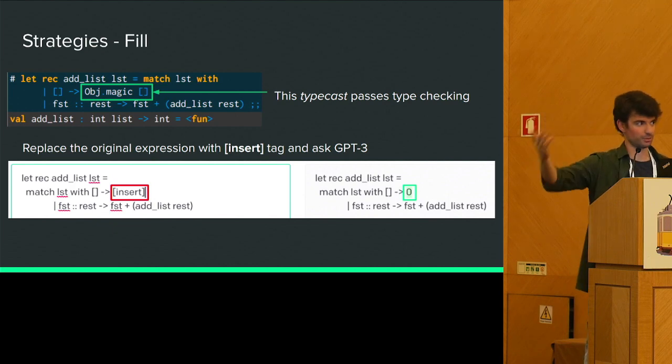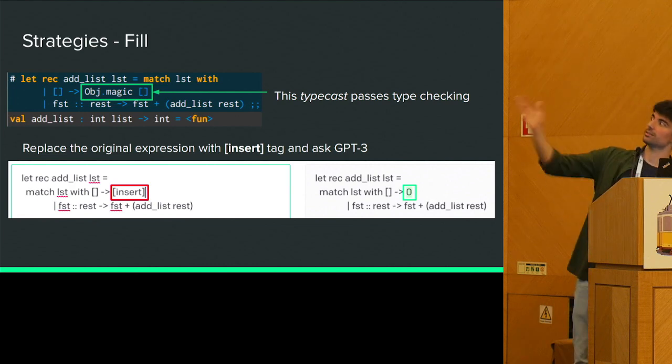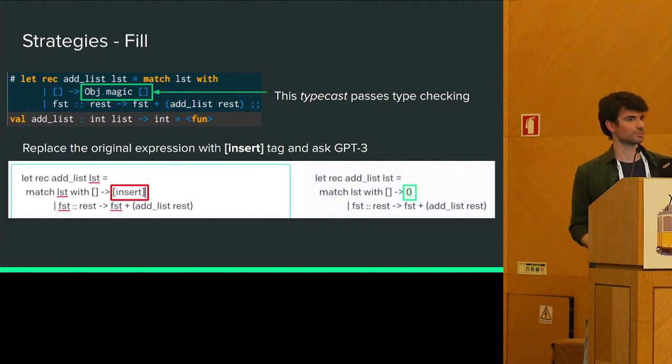We then make use of GPT-3's insert mode, which is available through an API, and we ask for a completion. So in this case, it's actually able to just put the zero there, which is actually what we want. Simplest one.